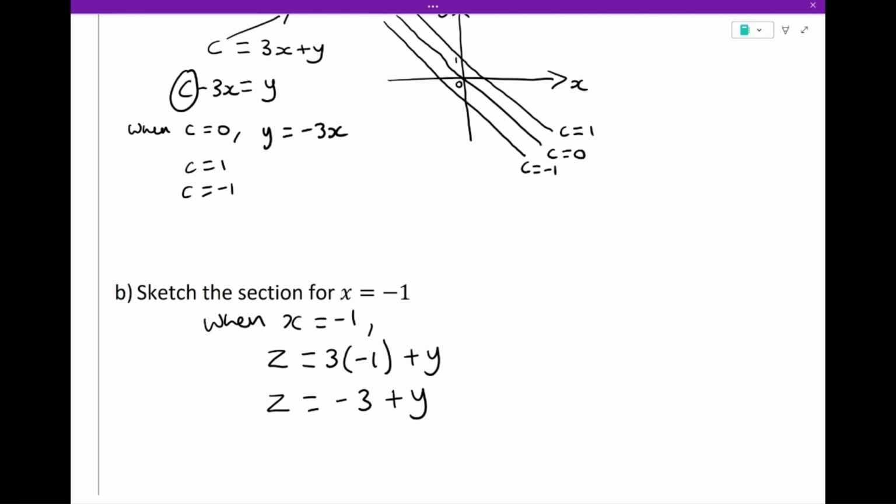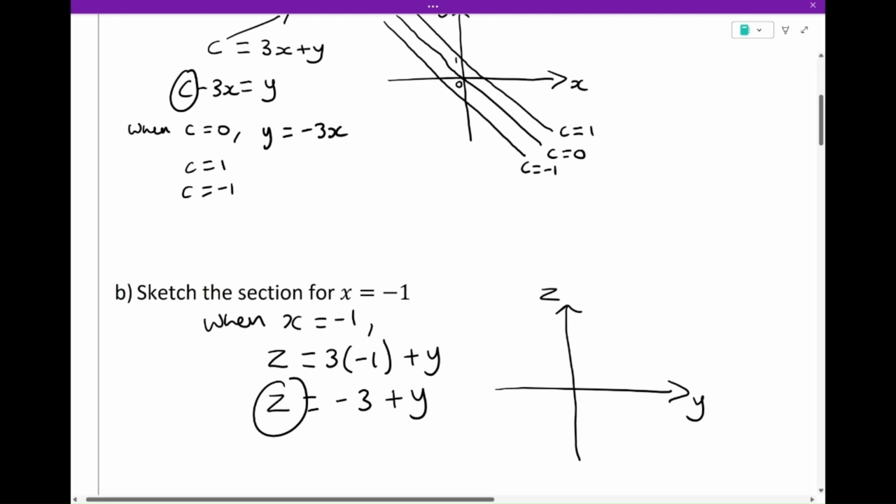Now let's think about which axes. Our variables are y and z. So when I draw out my axes, one is going to be labeled y, the other z. y comes first alphabetically, so that goes on the horizontal axis, and z would go on my vertical axis. Once again, this is a linear graph, because the z and the y are to the power of 1. And the negative 3 essentially represents what I'd call now a z-intercept, the intercept on the vertical axis.